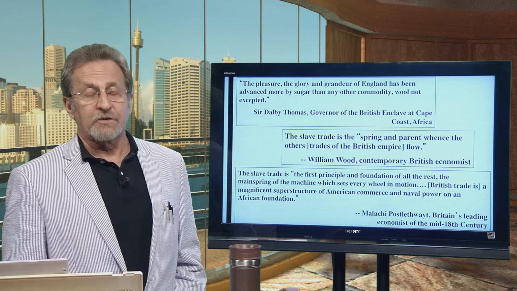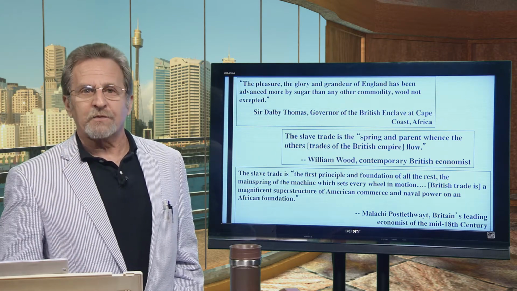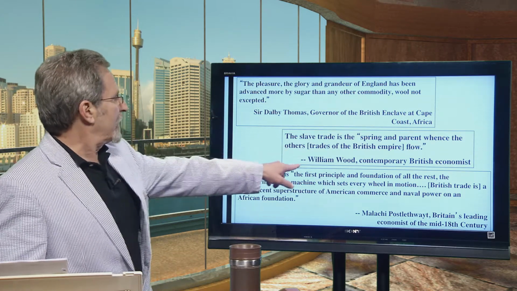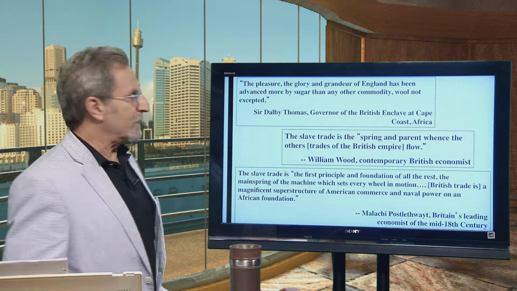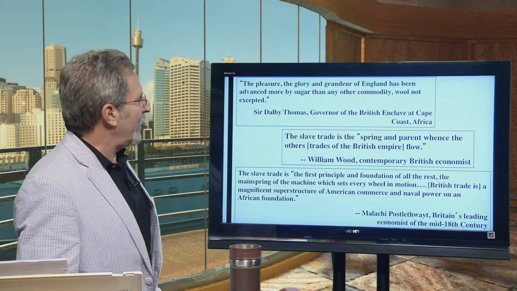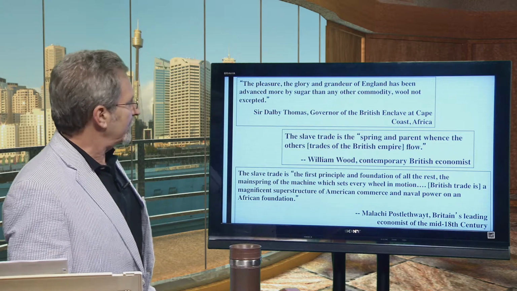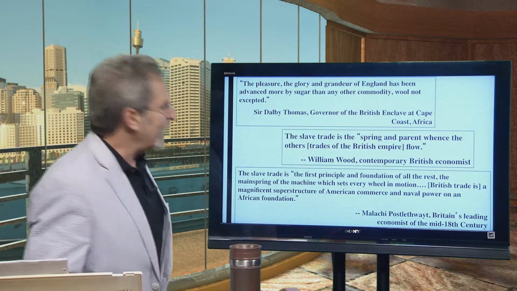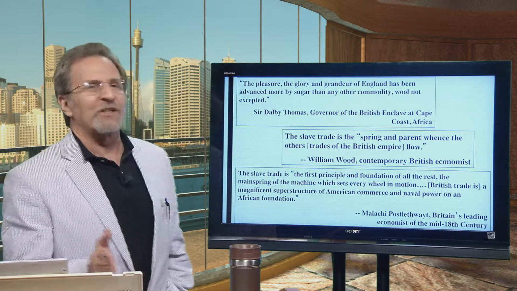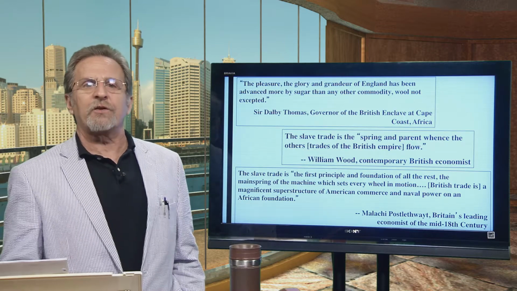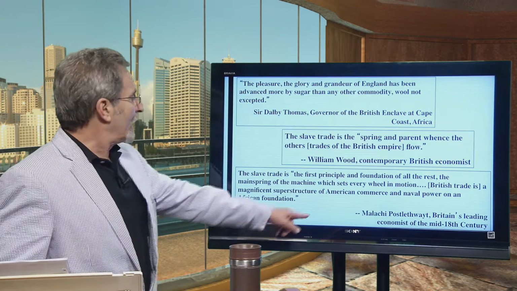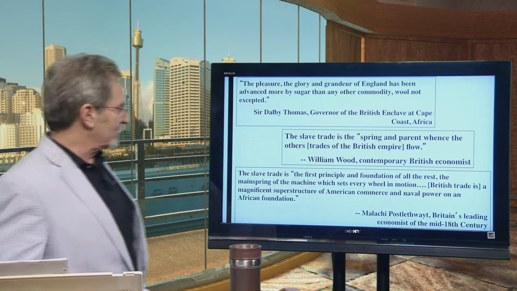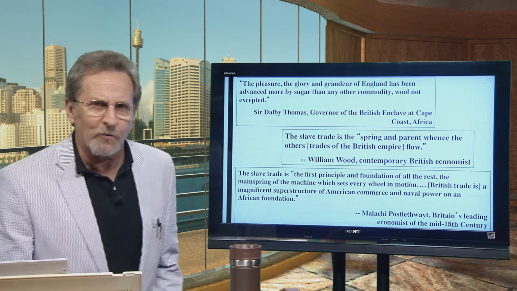is sugar. And sugar has its foundation in slavery and the slave trade. The slave trade, says William Wood, a British economist of that time, is, quote, the spring and parent whence the other trades of the empire flow. The spring and parent, the slave trade, the spring and the parent from which these other trades flow. Or Malachi Postlethwaite, the leading British 18th century economist. I love that name, Malachi Postlethwaite.